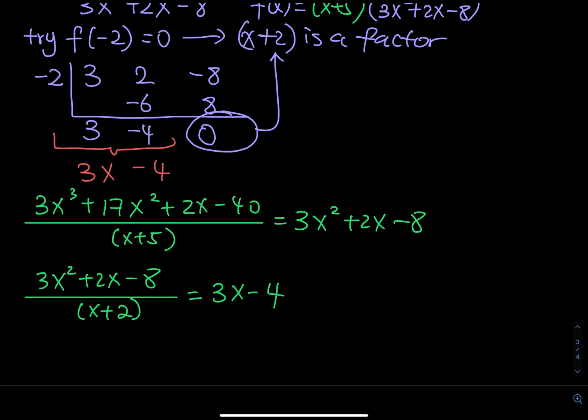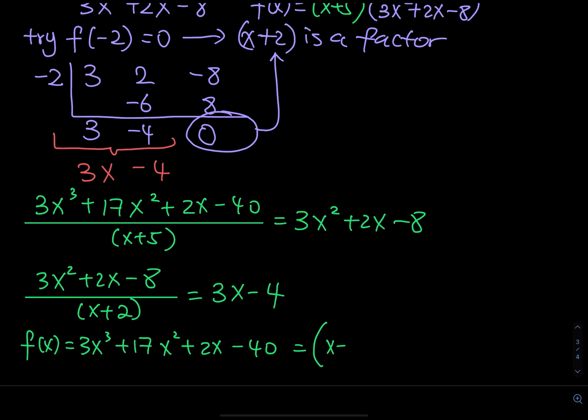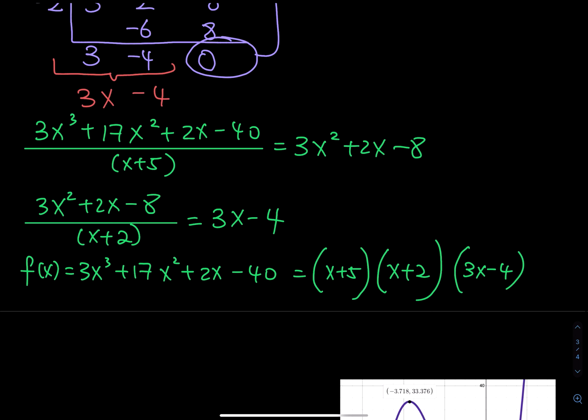And then at the end of the day, you have your f of x equals 3x to the third plus 17x squared plus 2x minus 40. What is that equal to? That equals the first factor you found, which is x plus 5. And then the second factor you found is x plus 2. And then the last factor you found, which is right over here, is 3x minus 4. Now, let me just copy this, and then paste that over here.